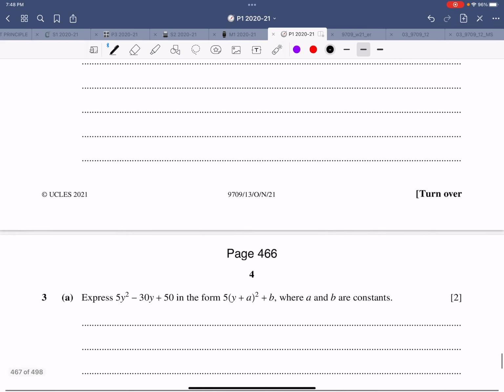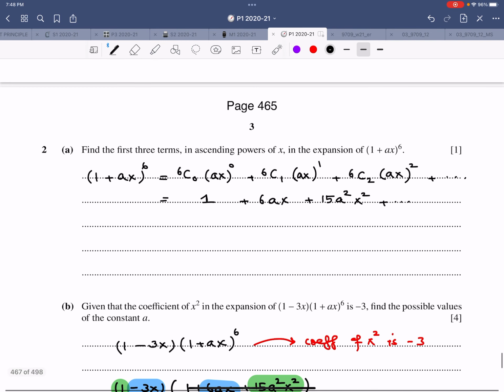Question number 3. Now, let me label this thing. So, this one was binomial.